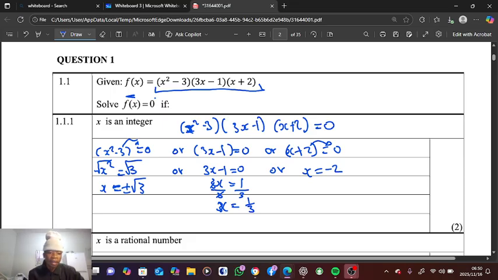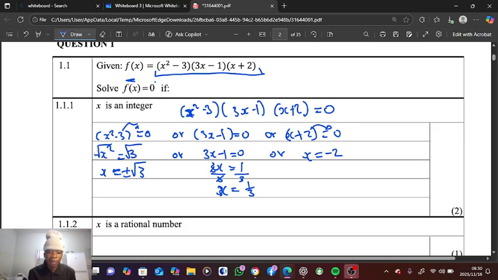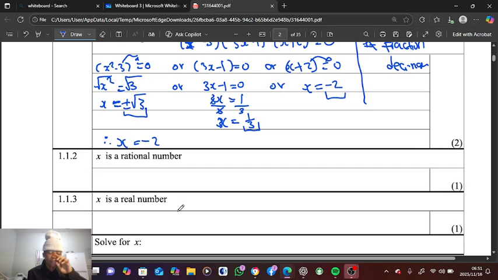So when x is an integer, remember an integer cannot be a fraction or a decimal number. So our first x, plus or minus root 3, is a decimal, so it won't apply. Then our second x is a fraction. Then our third x is equal to -2, which will apply. So therefore, our x will be equal to -2. Then we move to 1.1.2, which says x is a rational number.